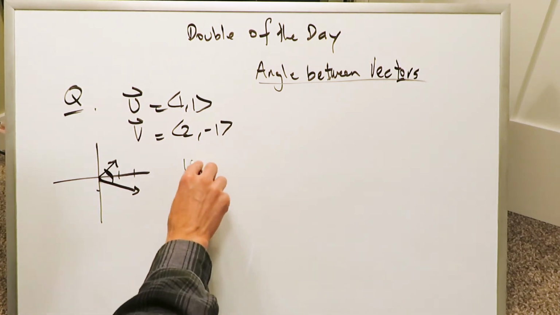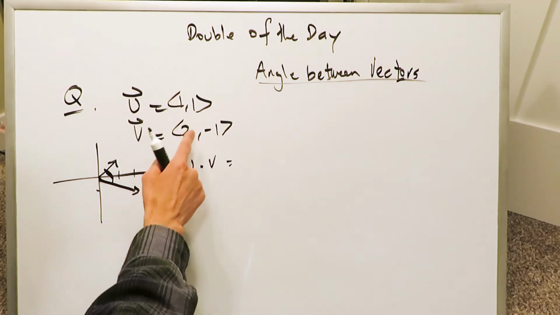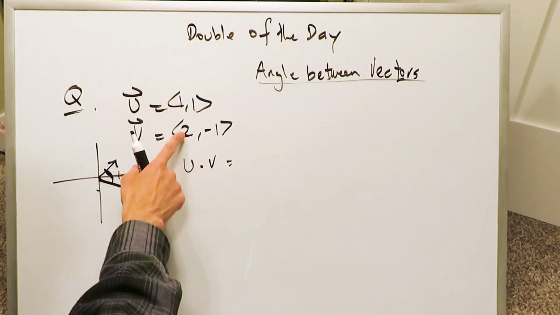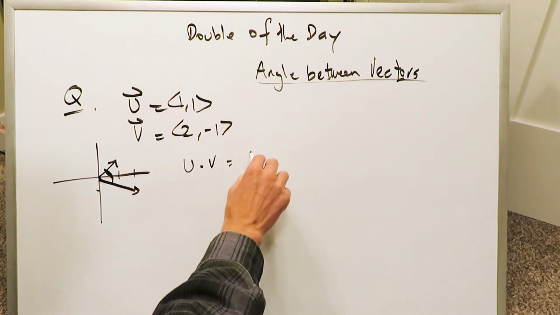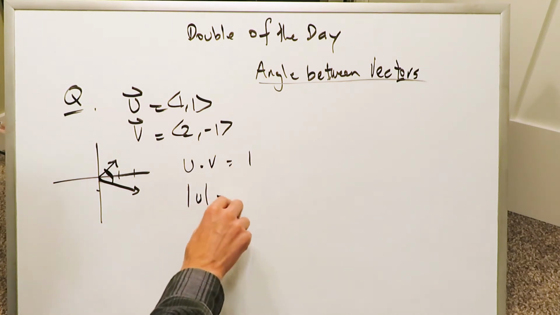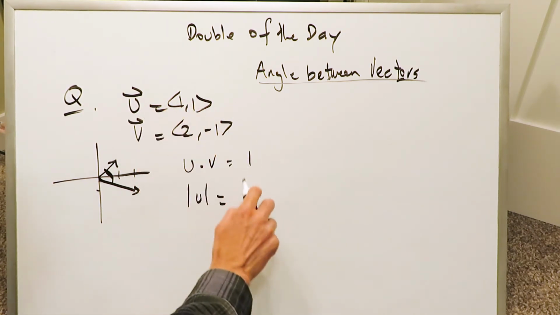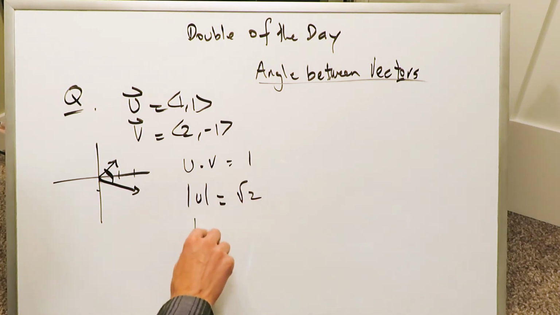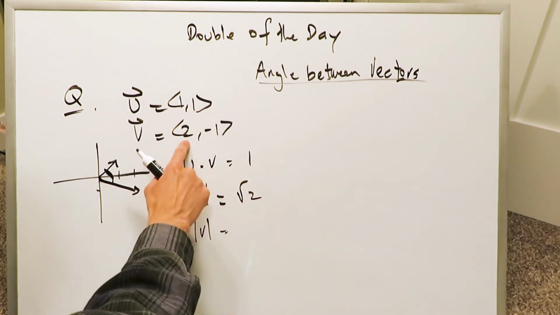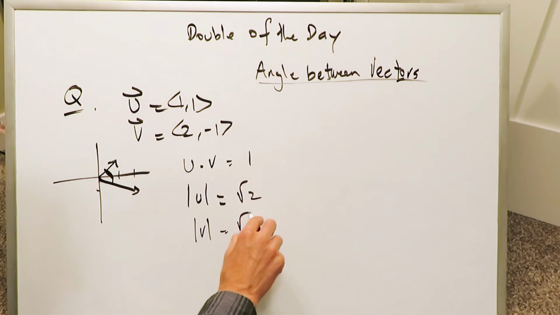Anyhow, what's the dot product? u1 v1 plus u2 v2. 1 times 2 is 2, plus minus 1 is a 1. What's the magnitude of u? This square plus this square, square root, you get root 2. What's the magnitude of v? This square plus this square, square root, you'll get root 5.